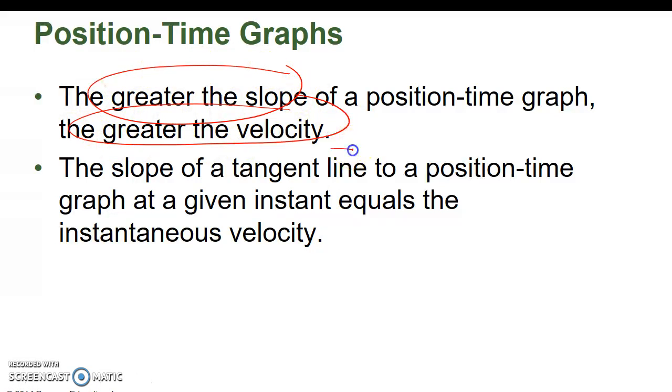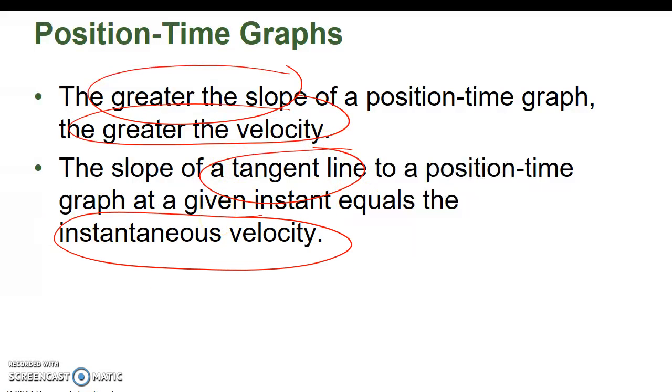The slope of a tangent line equals instantaneous velocity. So if we pick any point along that line, we can find instantaneous velocity.